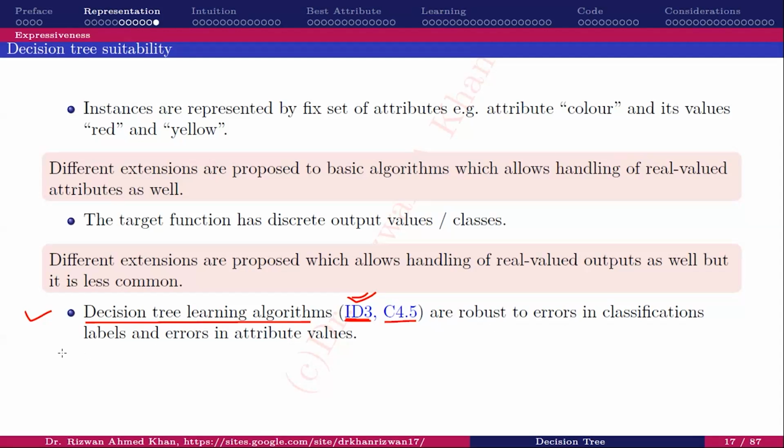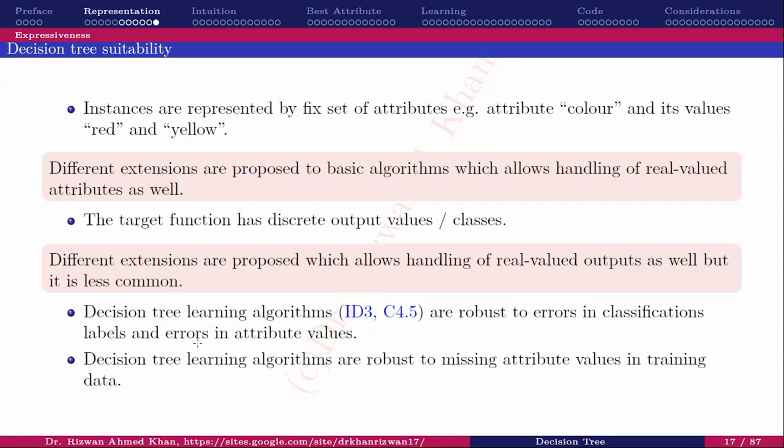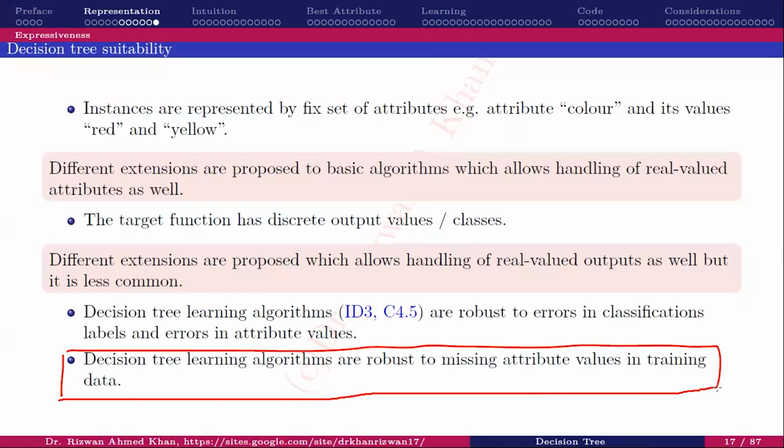They are robust to errors in classification labels and errors in attribute values. We will do this algorithm ID3 in this course. So decision tree algorithms are robust to missing attribute values in training data. This is very interesting. Remember, with SVM or perceptron, this makes it difficult for the classification algorithm to learn. But a decision tree is robust to missing attribute values, and it is robust to errors in classification labels as well. So this makes ID3 and C4.5 very robust algorithms.